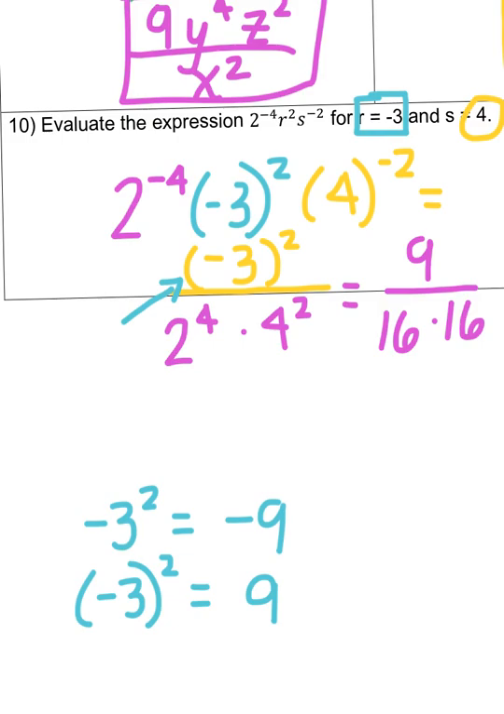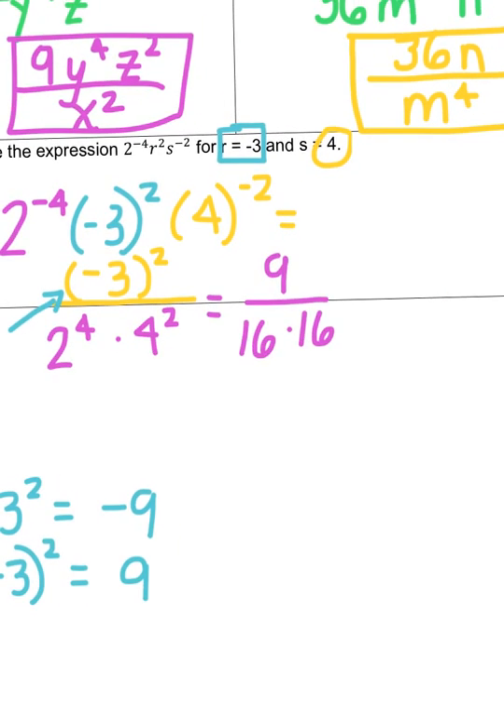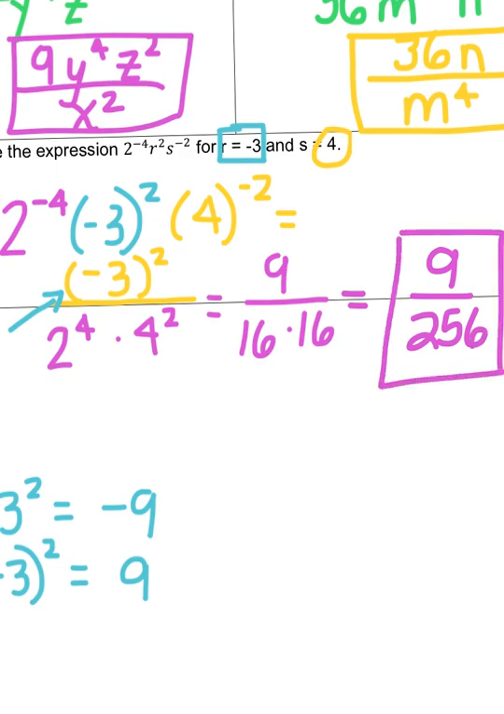But we're not done yet. We need to simplify it until it's a single number, 9 over 256, and that's your final answer. The lesson is yours. Go forth and practice.